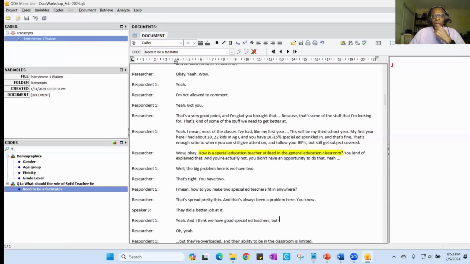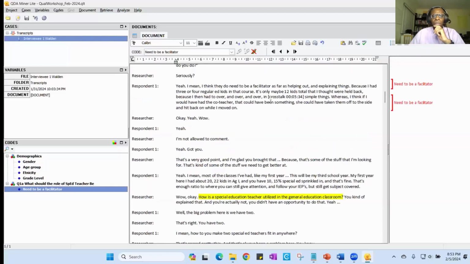He may have answered the question up here before he actually got the question, and that's okay. So what we're going to do is, let's see, how is your special education teacher utilized in the general education classroom? It's a very good point. I'm glad. Let's see.